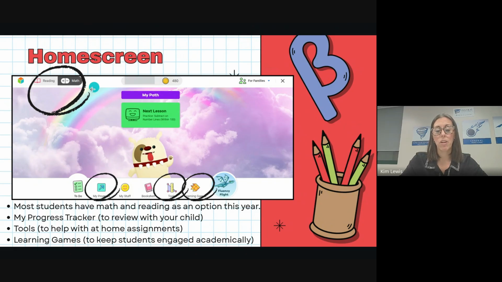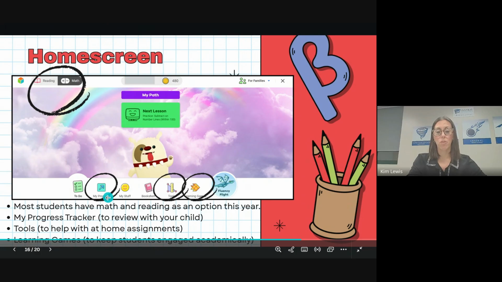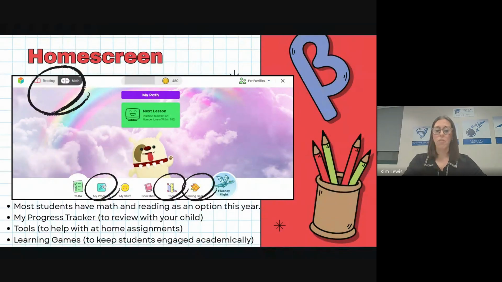In this bubble up here, it shows math and reading. This year, our focus is only on math in iReady, but we do have some teachers piloting the reading option. So some students do go into the reading program and do MyPath for reading as well, but if you're wanting to hone in on math skills, make sure they are logged in as math instead of reading. So that's first. But that My Progress Tracker, it's right here at the bottom of their home screen. That is something that I would strongly suggest you review with your student.